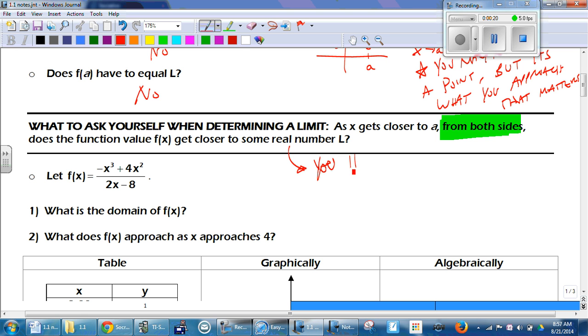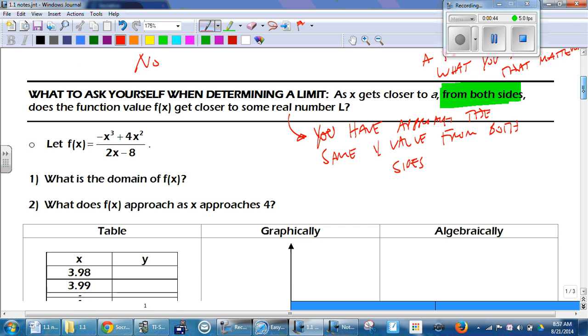All right, you have to approach the same y value from both sides. So as you're looking at a limit, you need to make sure you're approaching the same y value from both sides. Let's take a look at this example down here.